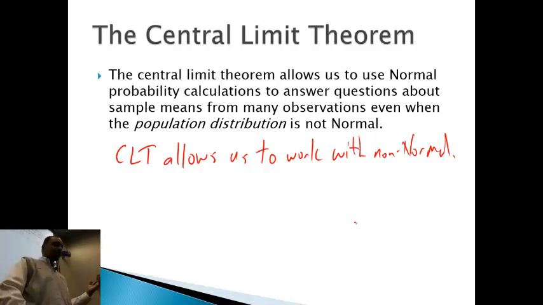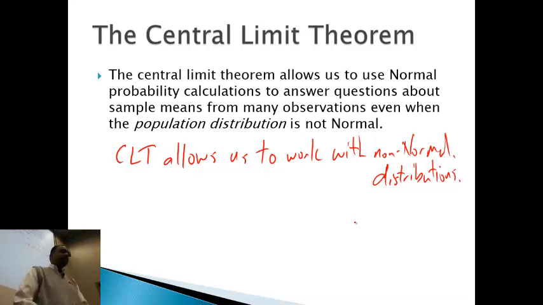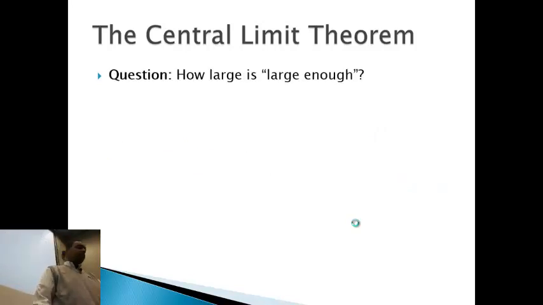Well, non-normal distributions. So it doesn't have to tell us explicitly that it's from a normal distribution. We can just kind of see what the sample size is. How large is large enough? Well, in our cases, anything that's at least 40 is large enough for our purposes.